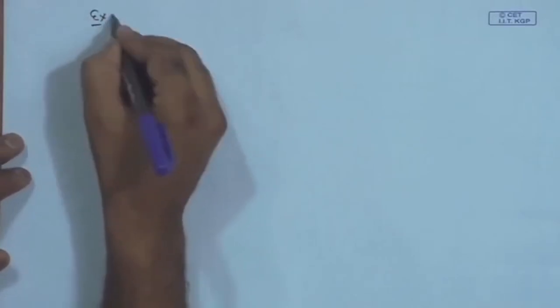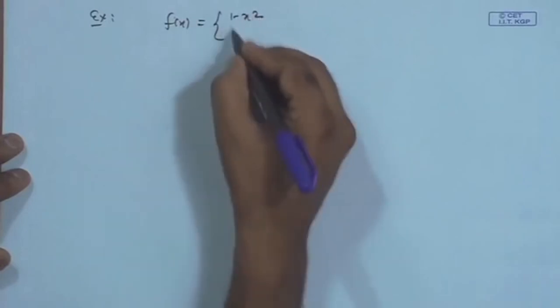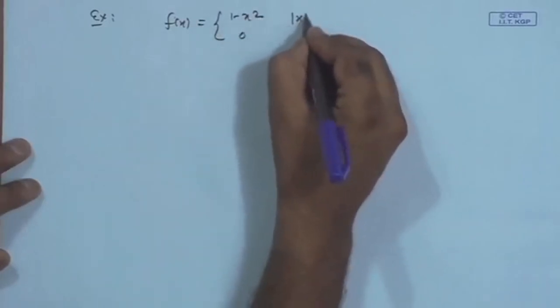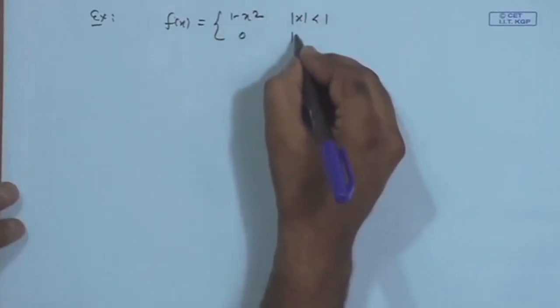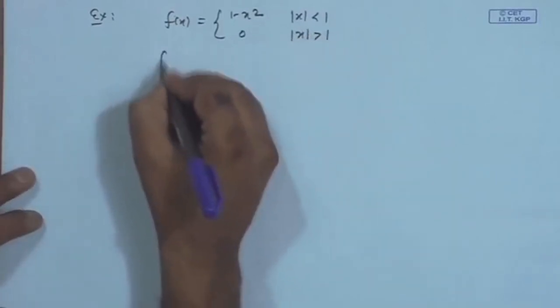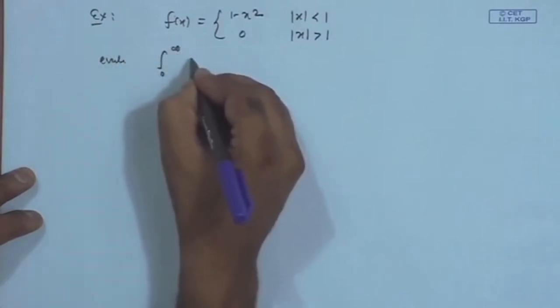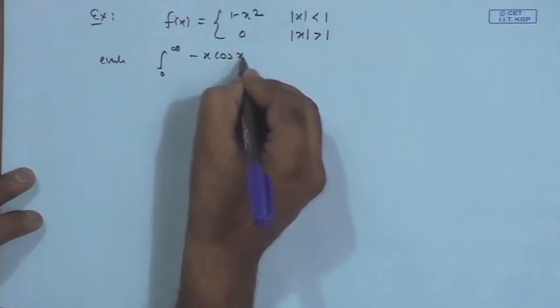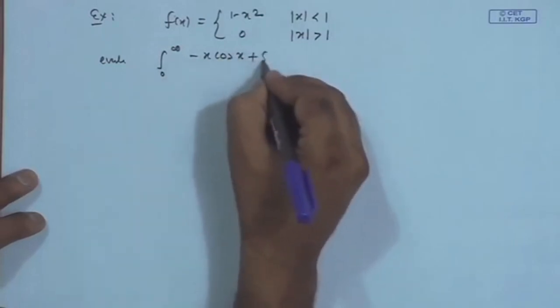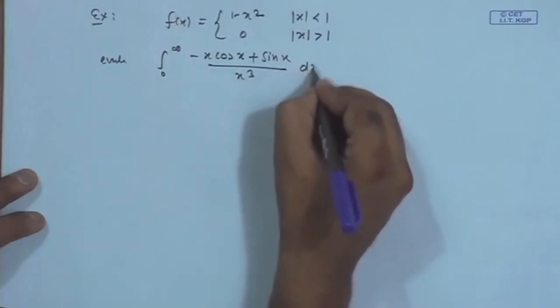Similarly, the very last example we go through quickly. If we have f(x) equal to 1 minus x square for mod x less than 1, and 0 for mod x greater than 1, in this case we can evaluate such an integral. So, evaluate the integral from 0 to infinity of minus x cos x plus sin x over x cube dx.